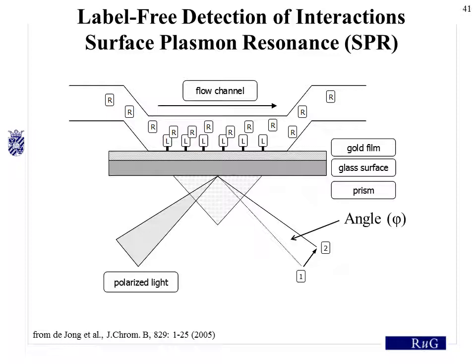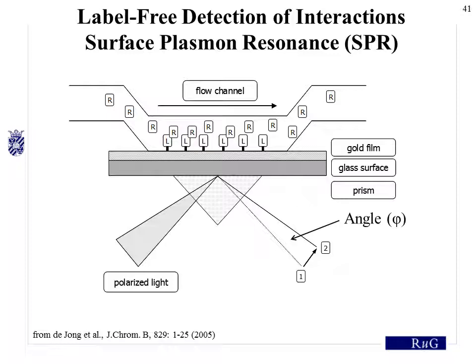A recently developed methodology called surface plasmon resonance, or SPR, allows to measure the interactions between a ligand and a receptor, in this case, in real time. That means it can measure the kinetic constants of the on and the off rate, and based on the ratio of the two, measure also the dissociation constant. So far, all the assays that I've discussed work at the equilibrium. That means you have to wait until equilibrium is established, while this assay works under flow conditions.